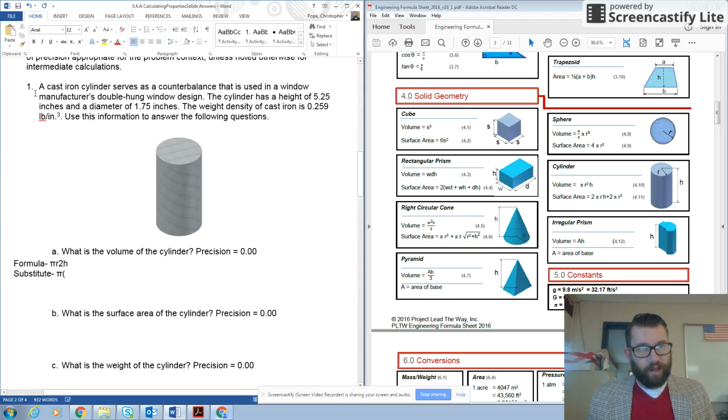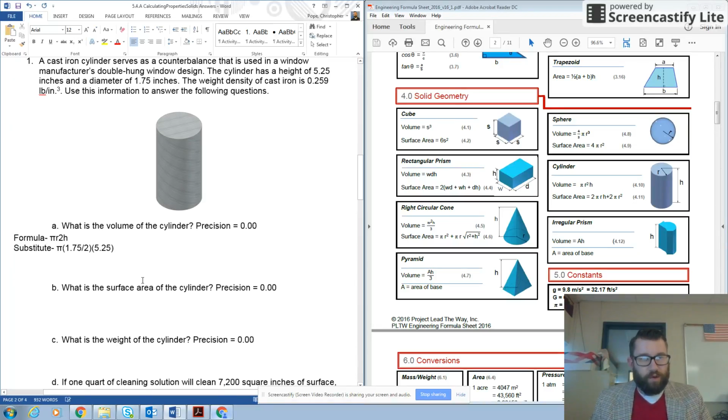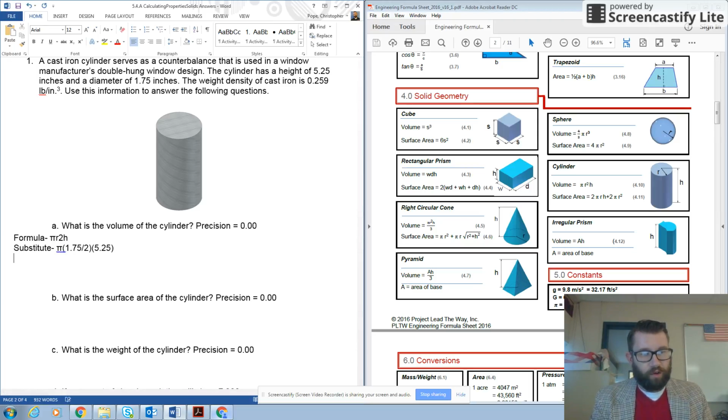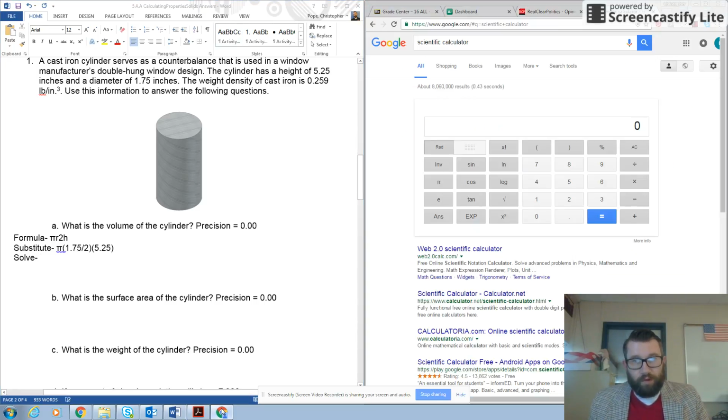Now for r, we have a diameter here, 1.75 inches, but we only want a radius. To get from diameter to radius, I just do 1.75 divided by 2. And then I need to multiply by my height, which is 5.25 inches. Once I get my calculations set up, I'm ready to solve and move on to the calculator. So I'm going to hit solve, and then go to my scientific calculator.